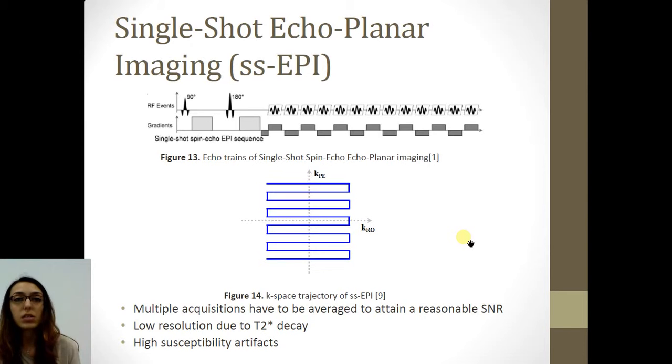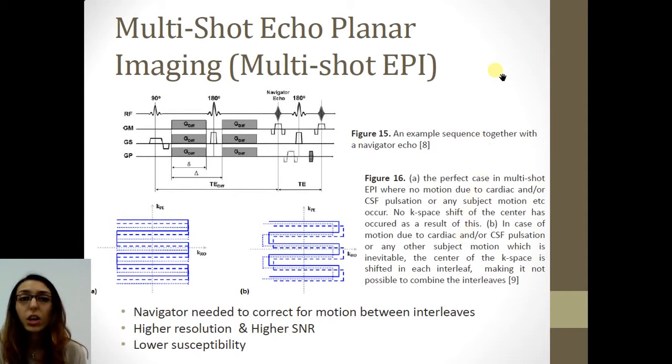Also, single shot echo planar imaging is not appropriate for susceptibility variations, because it gets affected by high susceptibility artifacts. So here you can see the multi-shot echo planar imaging. Here we are traversing the k-space in multiple interleaves, or multiple shots, we can say. For example, this can be thought of as a single shot EPI done multiple times in one slice.